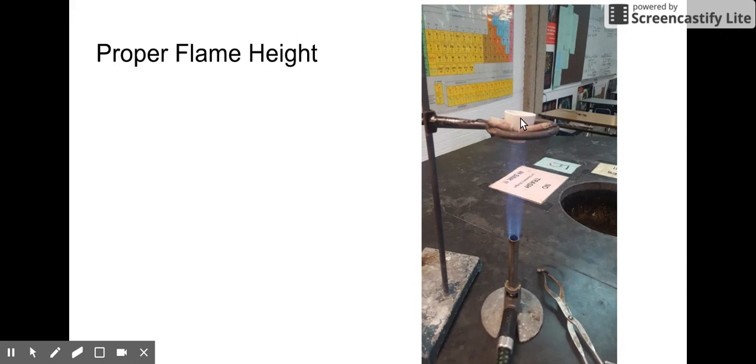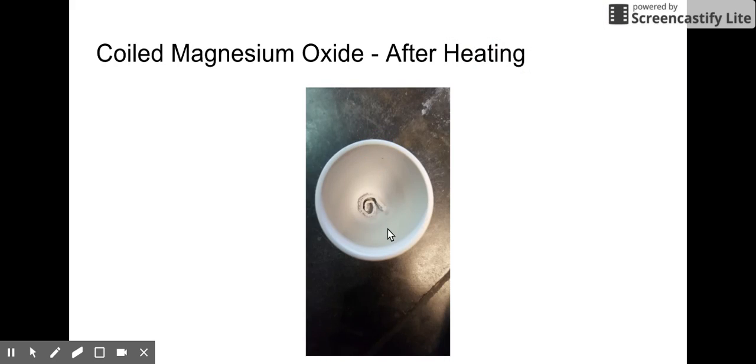Now, this is what it should look like inside when it's all done. If you don't have something that looks like this, essentially like it burned, like an ash, then something's not right. So this is what you're looking for afterwards.